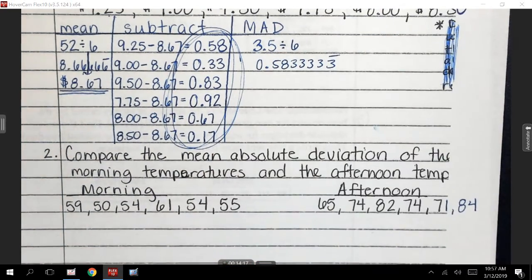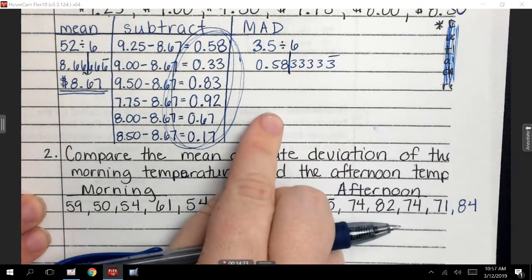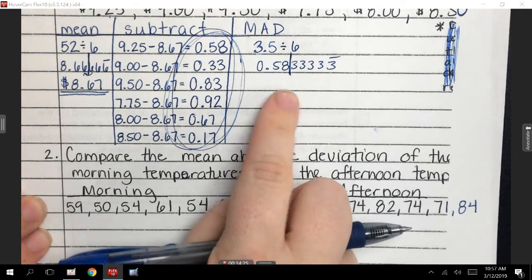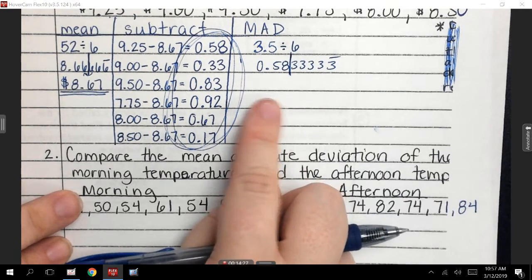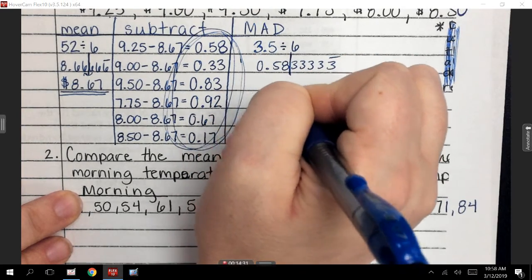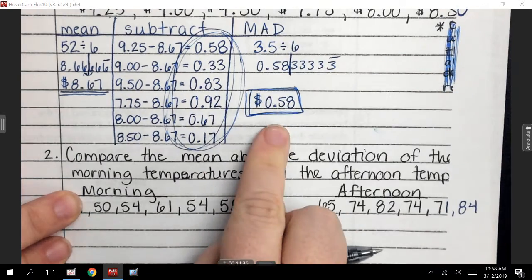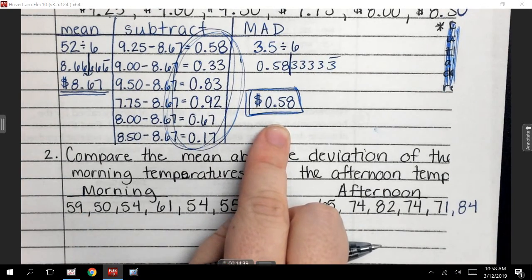So my calculator, and I'm going to write this out, my calculator says 0.58333333, repeating. We're talking about money. Does that look like money? No. So again, we can draw our bar, draw our line. What is that actually going to be as money? Sean? 58 cents. Very good. So that right there, that is my mean absolute deviation. Okay?